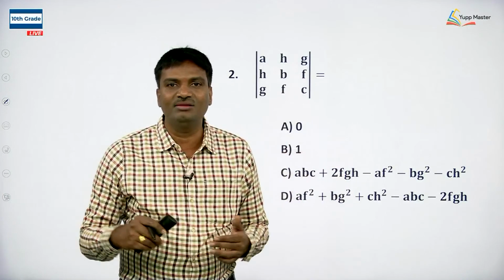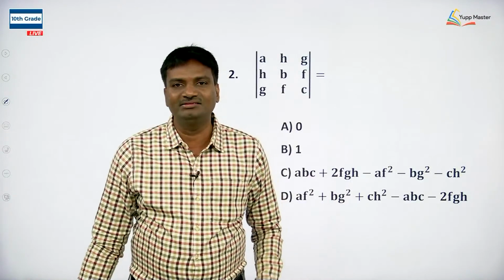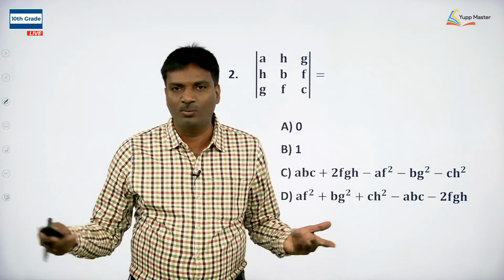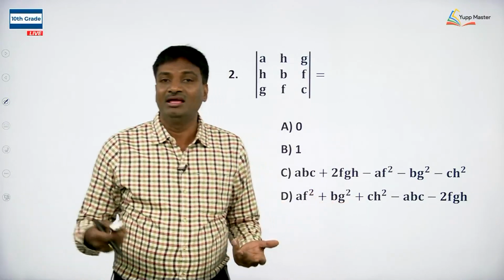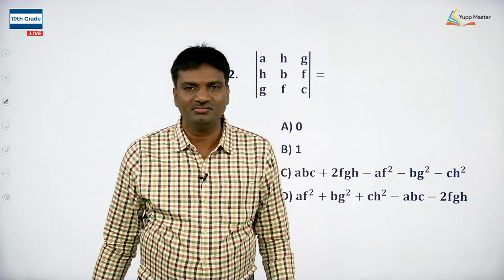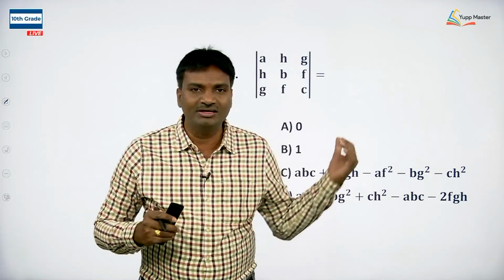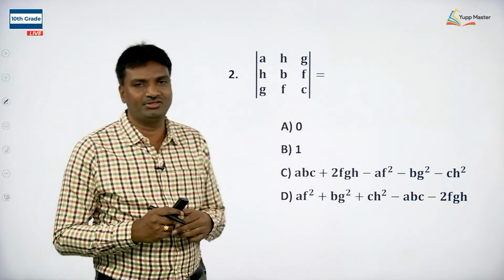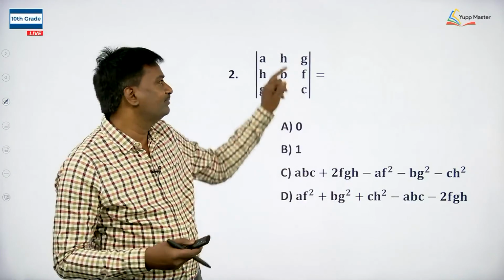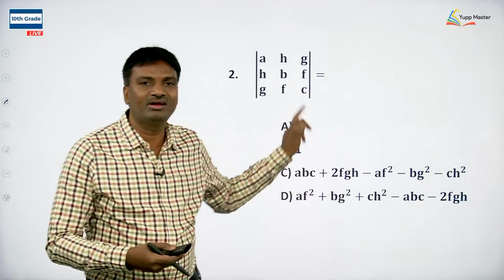So this is a 3 cross 3 matrix. We know how to find the determinant of a 3 cross 3 matrix. To expand the determinant, simply take the elements of the first row, but it is not necessary to take the first row only. You may consider the elements of the second row or the third row. But in general, let us consider the first row. The elements of the first row are A, H, G. Multiply the element A with its cofactor, H with its cofactor, and G with its cofactor. After getting them, add them, and you will get any one of these 4 options.